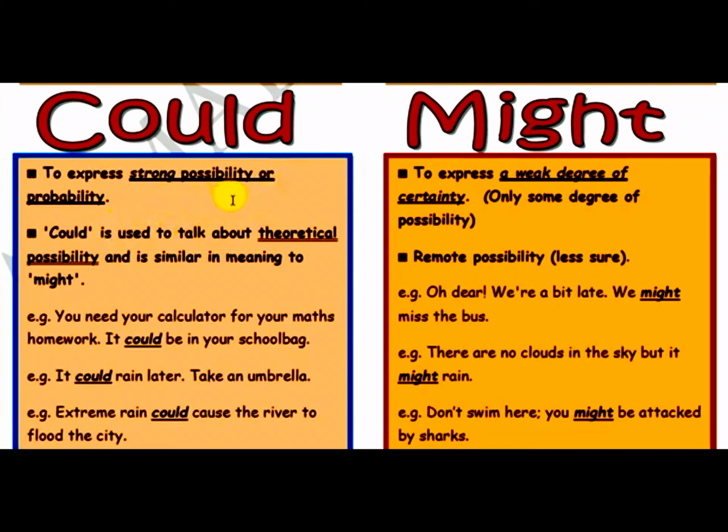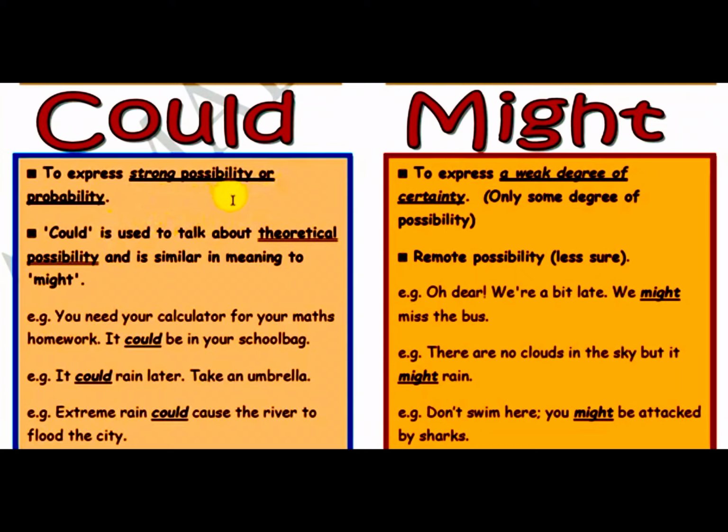And the next example is extreme rain could cause the river to flood the city. This is a true fact, so knowing that a lot of rain, a lot of rain بسبب احتمالية كبيرة, strong احتمالية إنه راح يصير فيضان في السيتي إذا بضلها تشتي كتير. So those are the examples. Just look at them well, study them well.